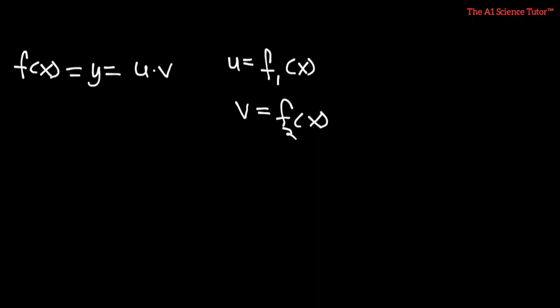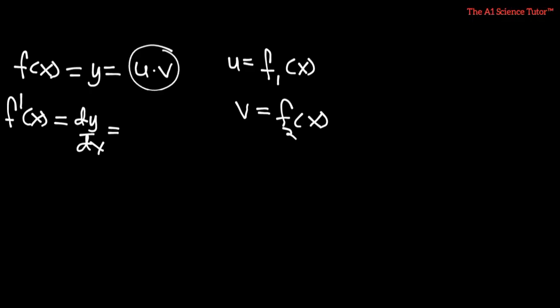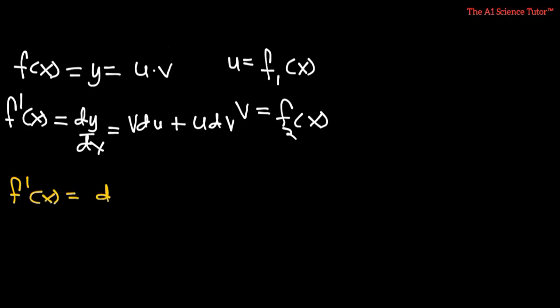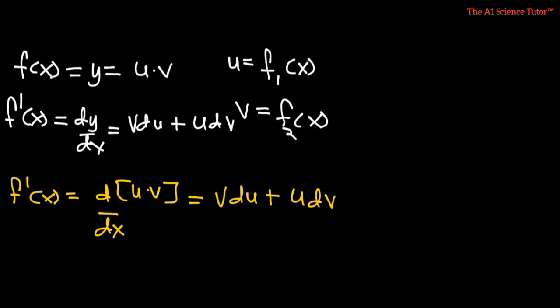If you wanted to differentiate this, that will be written as f prime of x, and that will be the same thing as dy dx. We need to use the product rule for differentiating this. So that should be v du plus u dv. Now, we already know that y is the same thing as uv, so we could rewrite this as d of u multiplied by v dx, and that is the same thing as v du plus u dv. So it's pretty much the same thing.